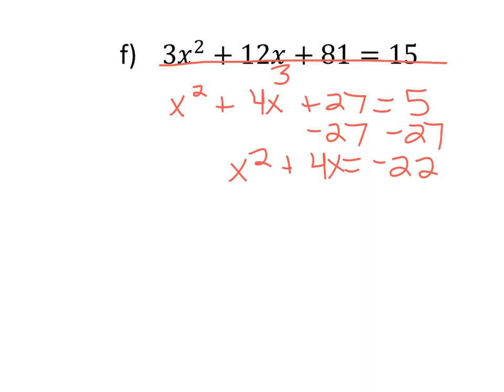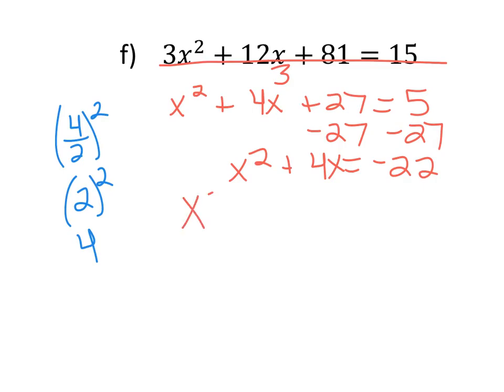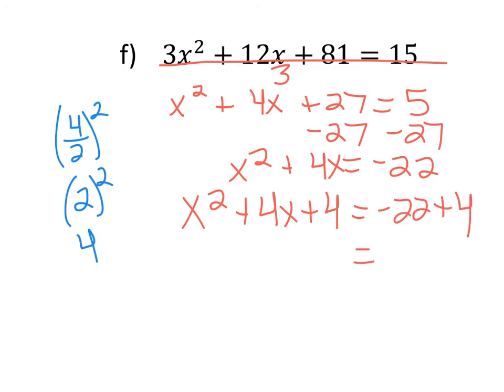Take your b term, which is positive 4, divided by 2 and square it. 4 divided by 2 is 2. Square it to get 4. So I have x squared plus 4x. I'm going to add that 4 to both sides. Negative 22 plus 4 is negative 18. And over here, I have x plus 2 squared.